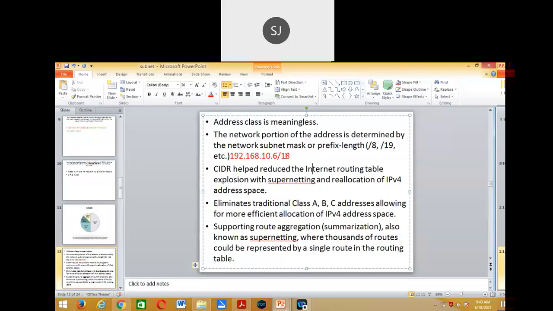Now you tell me, is it clear or not? Yes, sir. Okay, now you tell me: for 192.168.10.6/18, how many bits are used for network ID and how many bits are used for host ID in this notation?